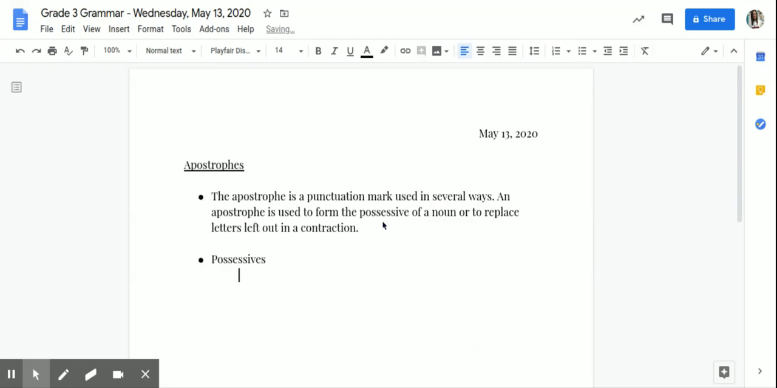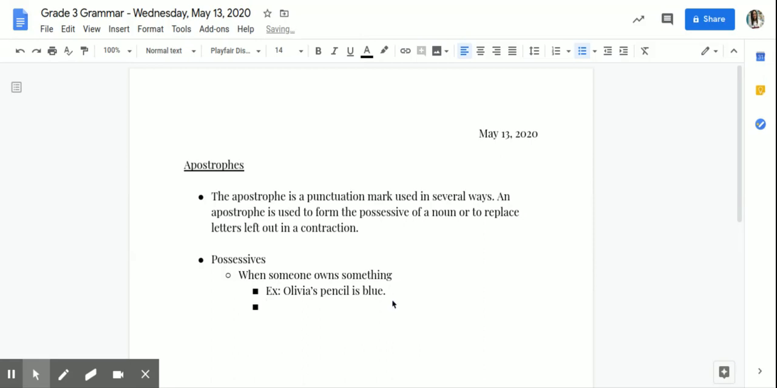So when we talk about possessives, what we mean here is when someone owns something. So when someone owns something, it's known as a possessive. So an example of this might be: Olivia's pencil is blue. So here we see the apostrophe S because it shows ownership. She owns the pencil. So that's how we're using a possessive apostrophe to show ownership.